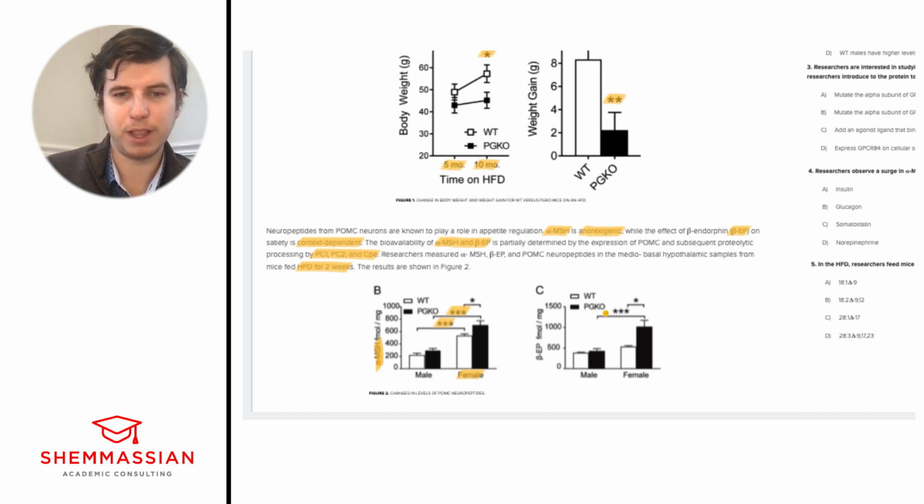That's probably hormonal related. And then we go over here, we got beta EP, which is again the opposite, context dependent, right? No difference between the males within each other for both. And then there is, again, a difference within the females, and then a difference between males and females only for the knockout. So, kind of interesting there. We'll see what kind of questions they ask us about this.